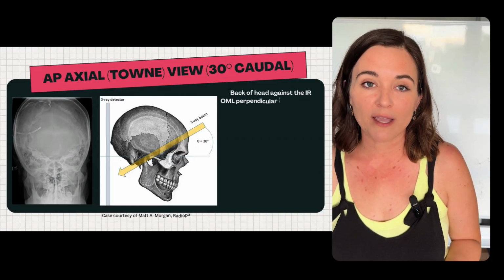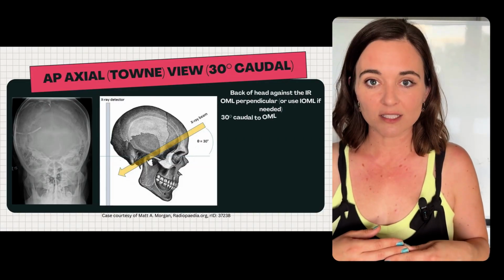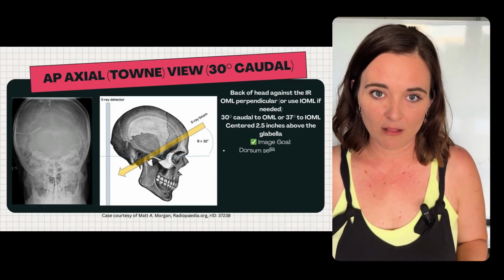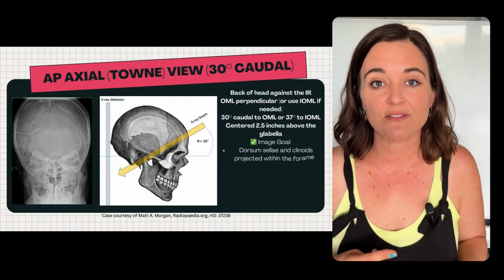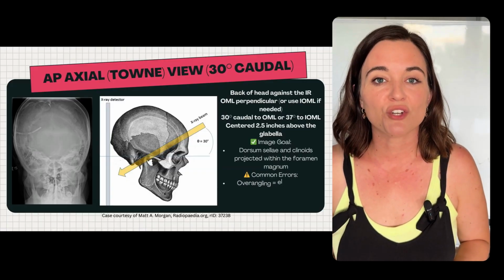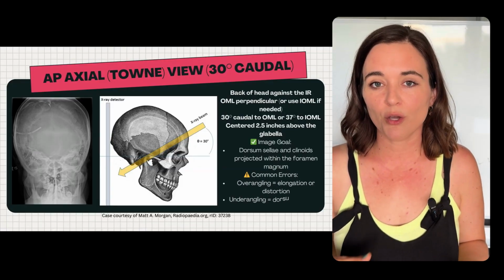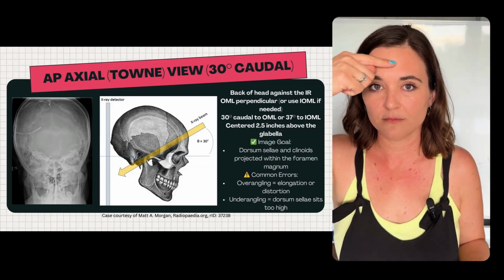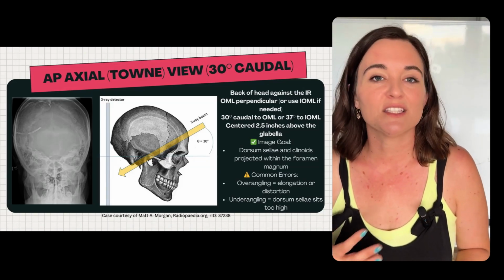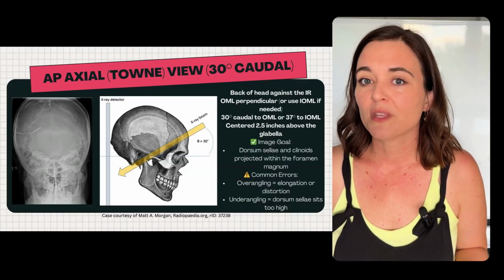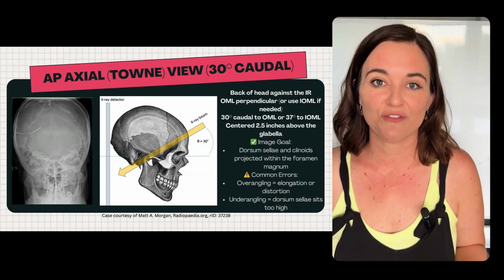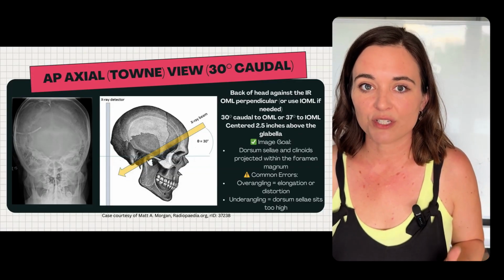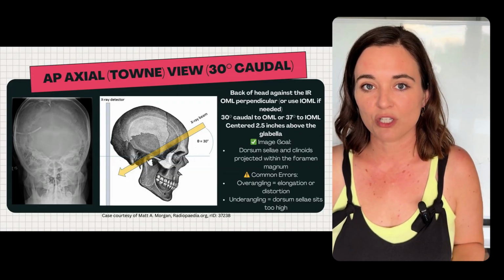The patient is supine or erect with the chin tucked to bring the OML perpendicular to the IR. If using the IOML, increase the angle to 37 degrees caudal. The central ray is directed 30 degrees caudal to the OML and enters approximately 2.5 inches above the glabella. Our image goal here is to visualize the occipital bone, the foramen magnum, and the dorsum sellae within the foramen magnum. Watch out, overangulating can elongate the dorsum sellae, leading to diagnostic confusion.